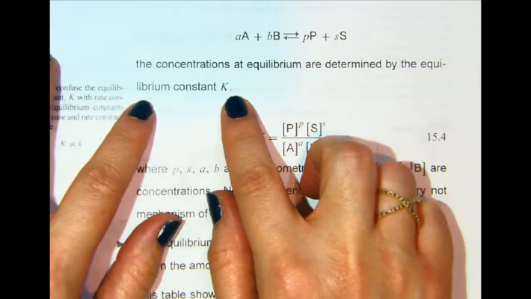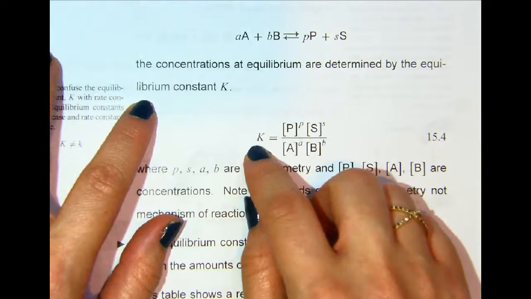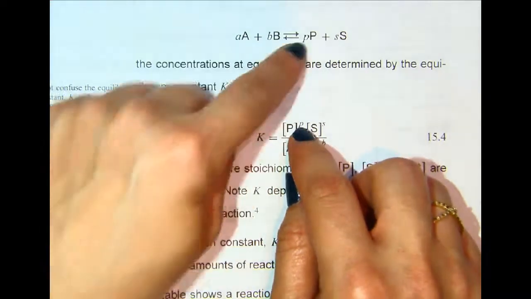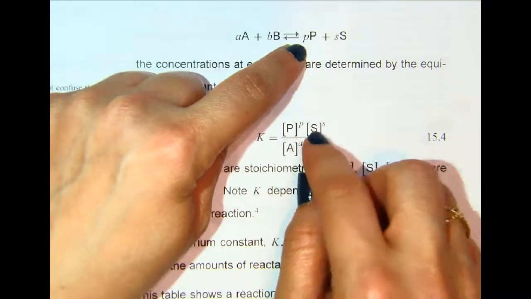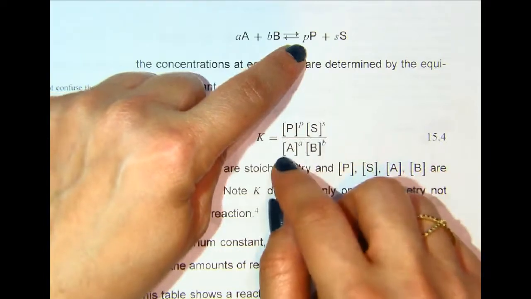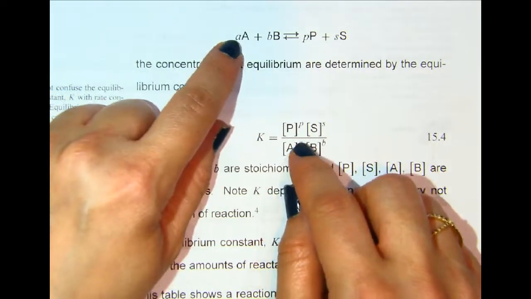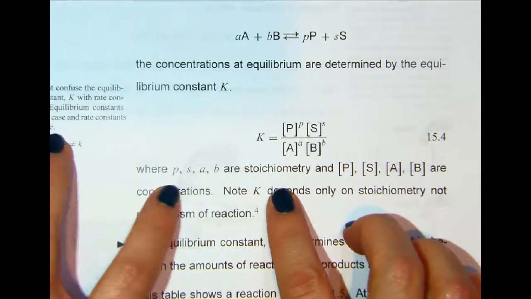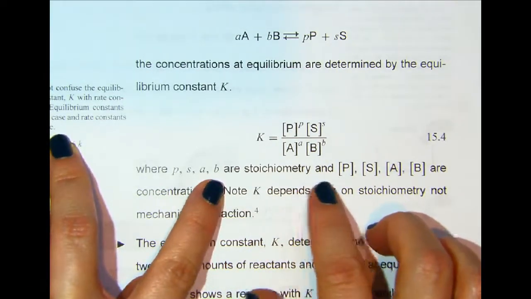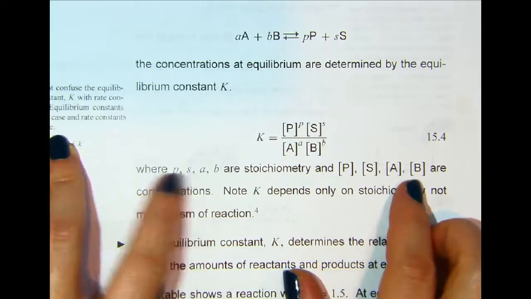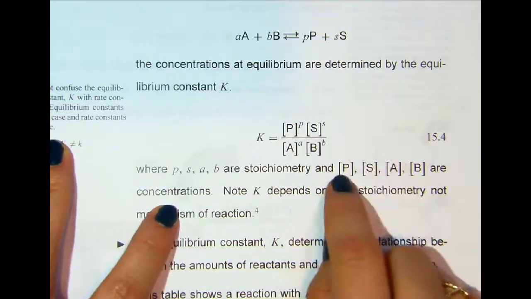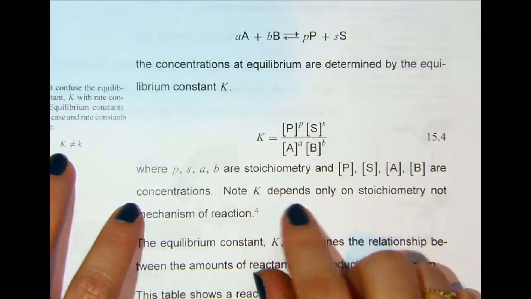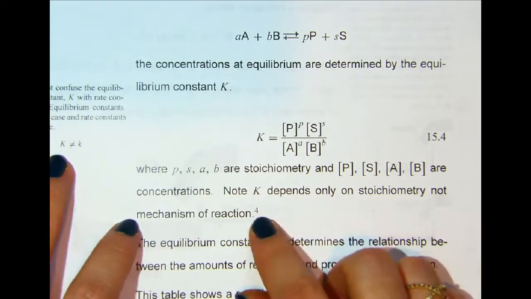And so the equation would be written as follows. K, the equilibrium constant, is equal to the products raised to the power of their coefficients multiplied to one another, and then all of that is over the reactants, A raised to the lowercase a times B raised to the lowercase b, where lowercase p, s, a, and b are the stoichiometric coefficients, and capitalized P, S, A, B are the concentrations. Remember that brackets represent concentration, which is in units of molarity. Note K depends only on stoichiometry and not the mechanism of the reaction.